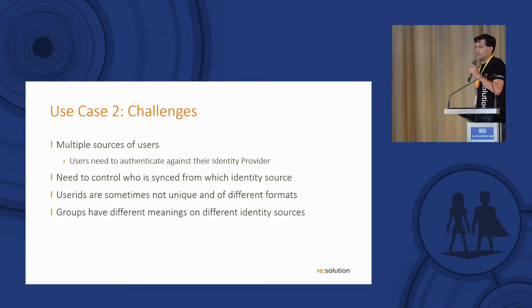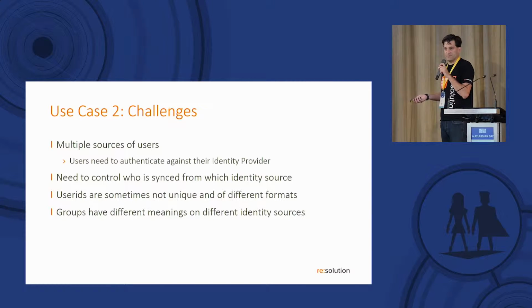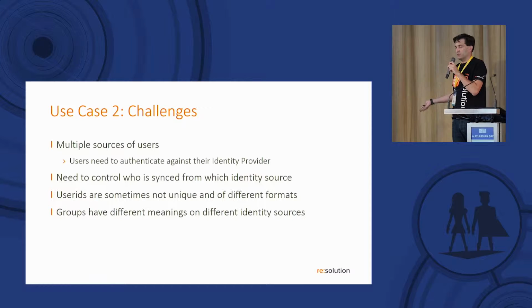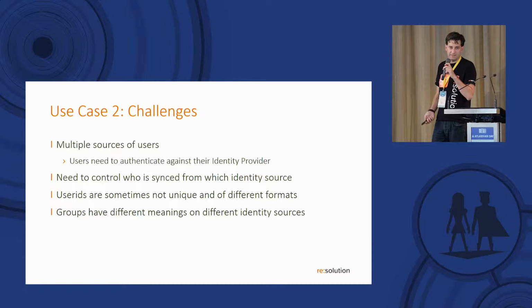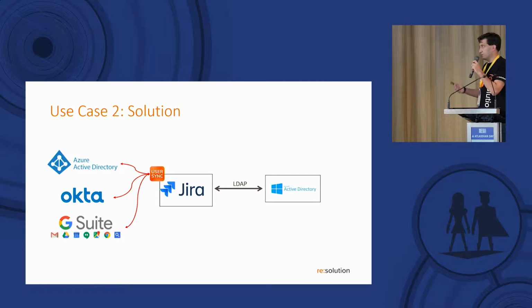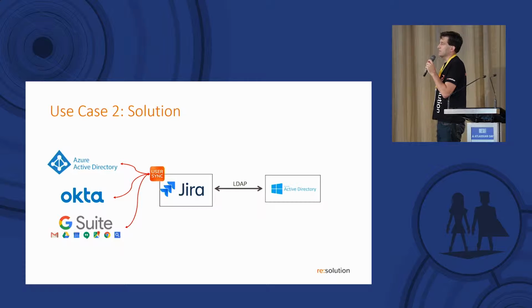And you may have different meanings of what a group means, because on the Atlassian stack, a group is more or less a string. It's a name which represents the group. And it could be that a group called executives on the one system could be something very different than the executives group on the other system. And you need to merge this somehow. So the solution in this case could be that you use user sync, where we have different connectors available.